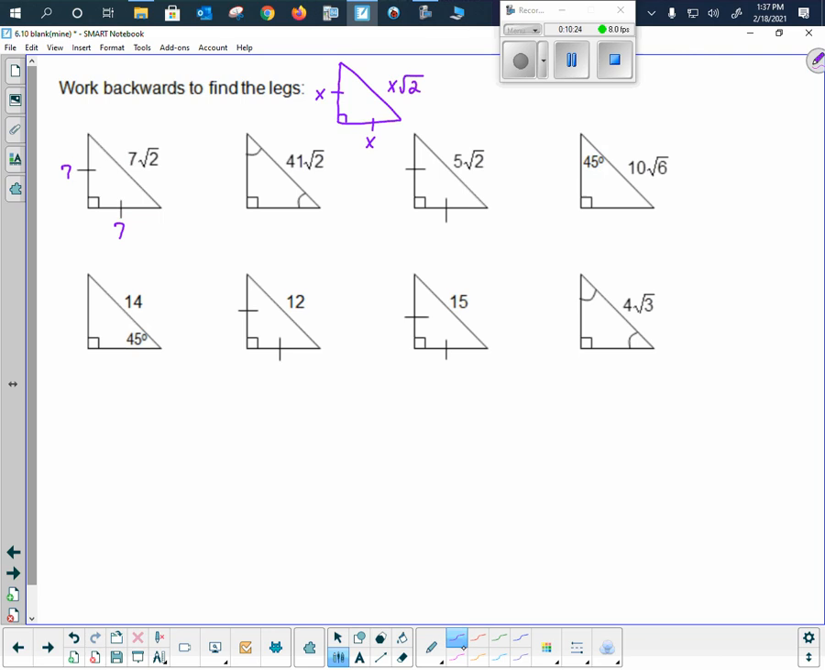Okay, so on the next one, I notice that it is a 45, 45, 90 because of this. So both legs will be equal. And if I have 41 root 2 for the hypotenuse, then each leg would be 41, because dividing by root 2 would just cancel those. Okay. That next one, again, there's why it's 45, 45, 90. Since it's root 2, each of these would be 5.